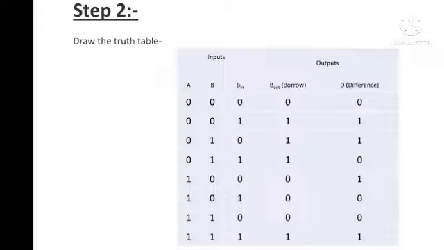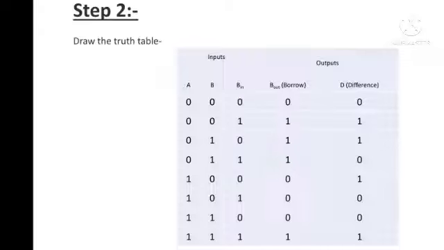1, 0, 0. The B out borrow is 0 and the difference is 1. 1, 0, 1. Borrow is 0 and the difference is also 0. 1, 1, 0. The borrow is 0 and the difference is also 0. 1, 1, 1. The borrow is 1 and the difference is also 1. Now we have drawn the truth table.